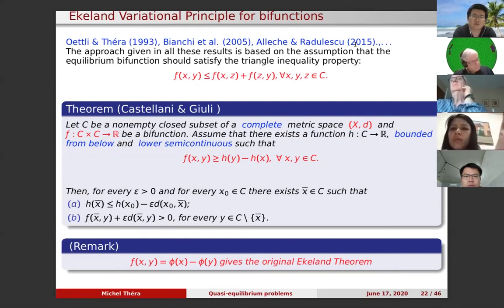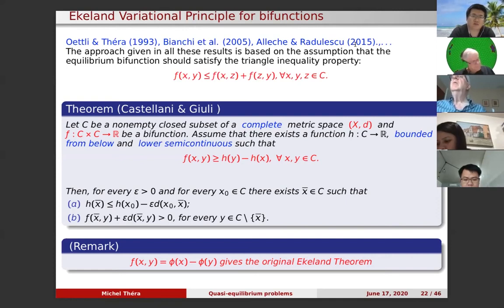The approach given in all these results is based on the assumption that the equilibrium bifunction should satisfy the triangle inequality, which is in red, which means that if you take X, Y, and Z in C, you have that f of X and Y is less than or equal to f of X and Z plus f of Z and Y. And one of the results, for instance, has been given by Castellani and Giuli.